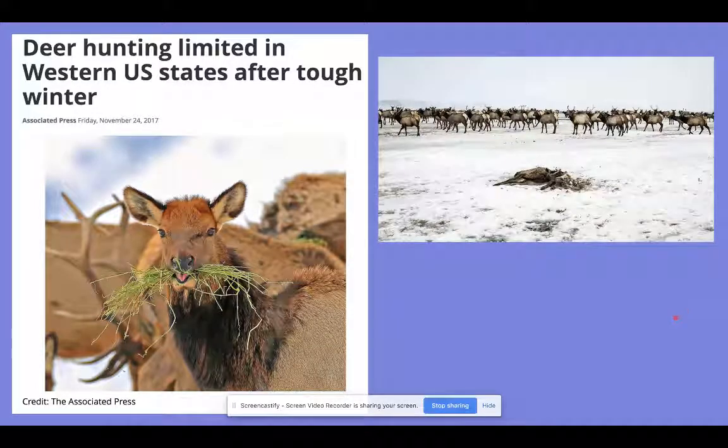And hitting on that, this is why. In 2017, you can see that they limited the amount of hunting that was allowed in the Western United States. This was due to a tough winter. So you can imagine a tough winter causes the deer herd population to go down. So the following fall, you don't want to hand out a ton of these hunting permits allowing these hunters to kill these deer, because it would just devastate the population even more.